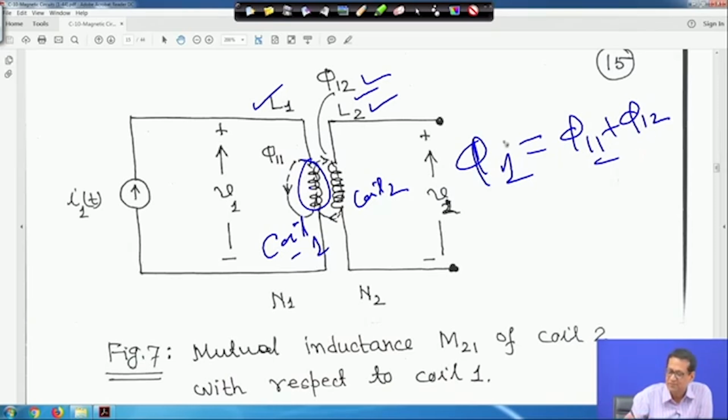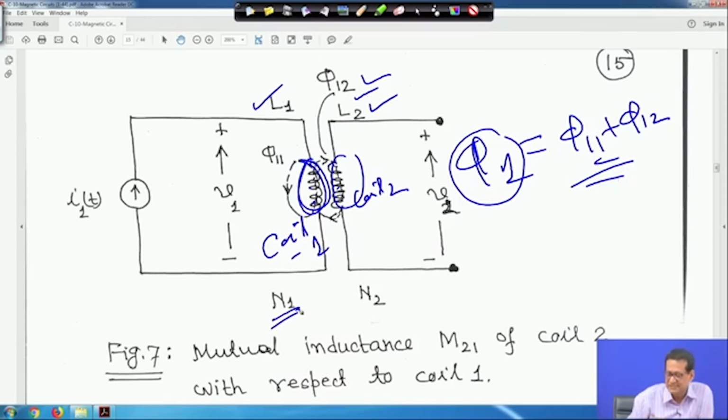What are we actually doing? Phi 1 is the total flux that links coil 1, but phi 12 actually links coil 2. So phi 11 plus phi 12 links coil 1, and phi 12 only links coil 2. So phi 1 is equal to phi 11 plus phi 12.